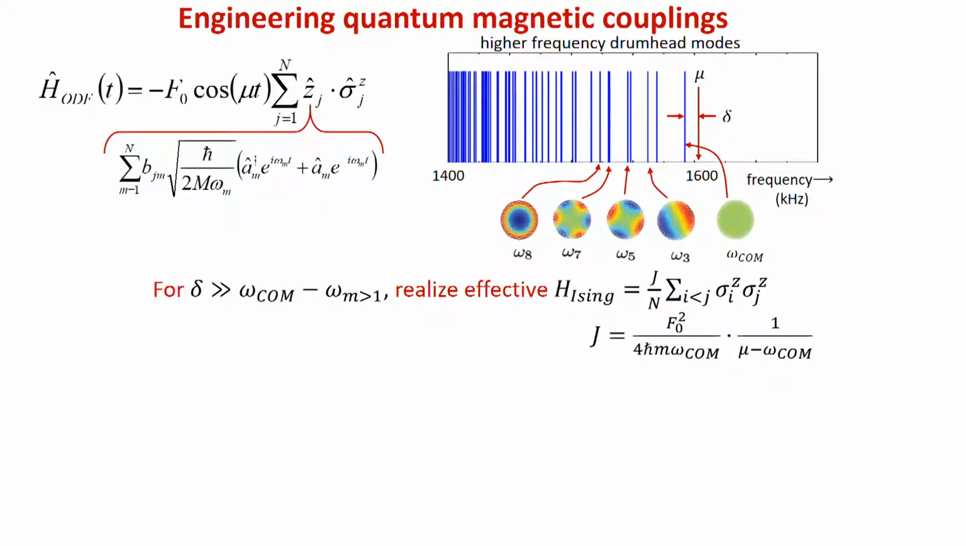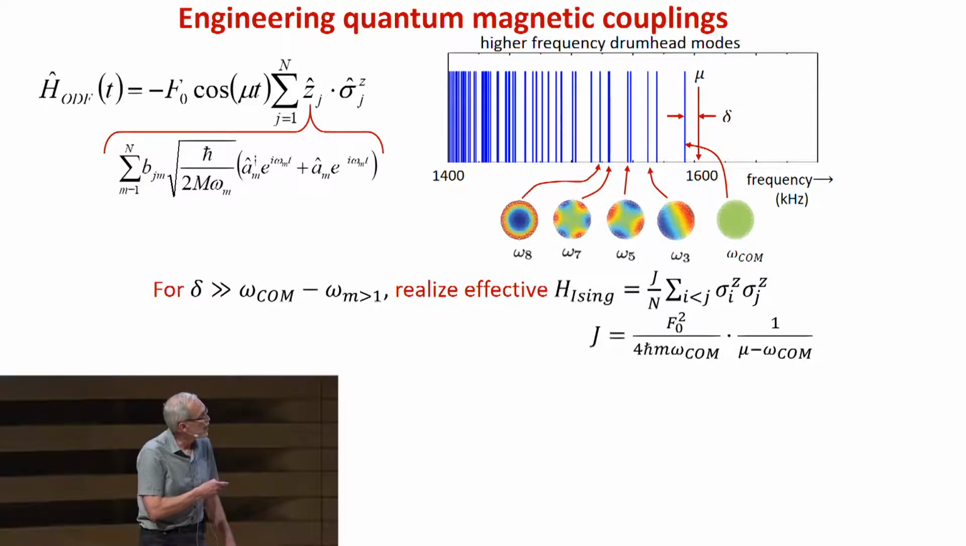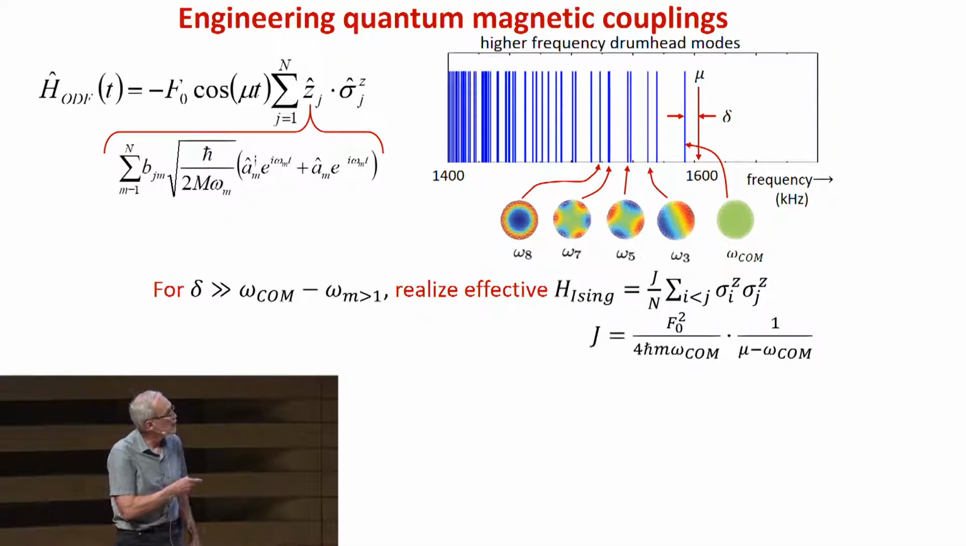In the work that we've done, we tuned the frequency of the spin-dependent force, this frequency mu here, very close to the frequency of the center of mass mode. So this is showing calculations of frequencies of the higher frequency drumhead modes. For quantum sensing, we tuned resonant with the center of mass mode. For quantum simulation, where we want to generate long-range Ising interactions, we tuned off. This delta is typically 1 or 2 kilohertz, while the splittings of the center of mass mode to all these other modes are at least tens of kilohertz.